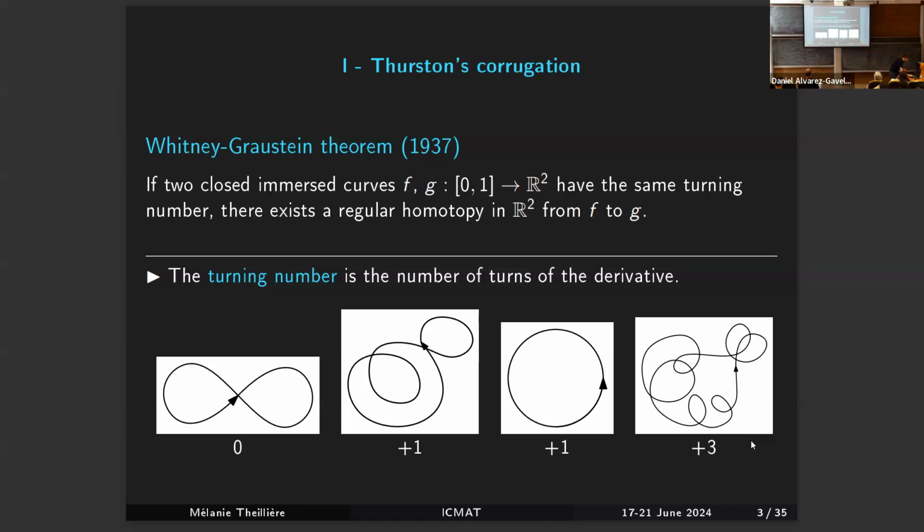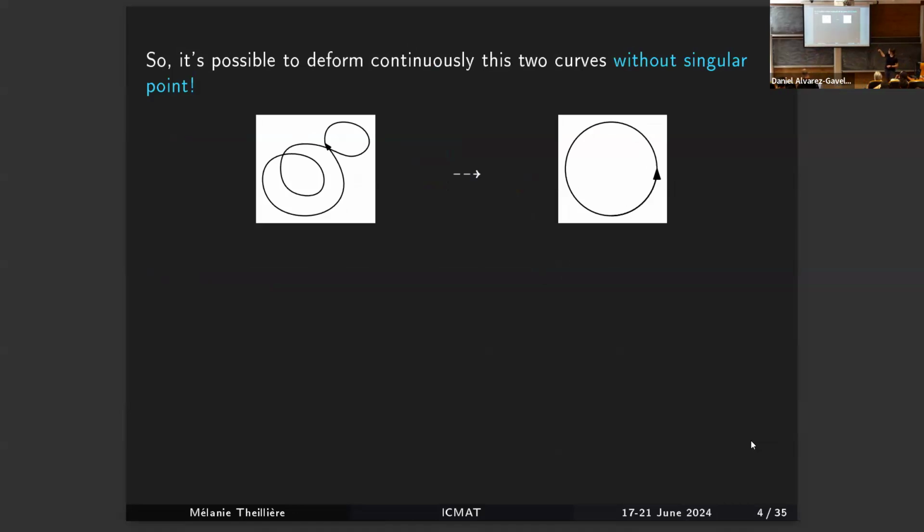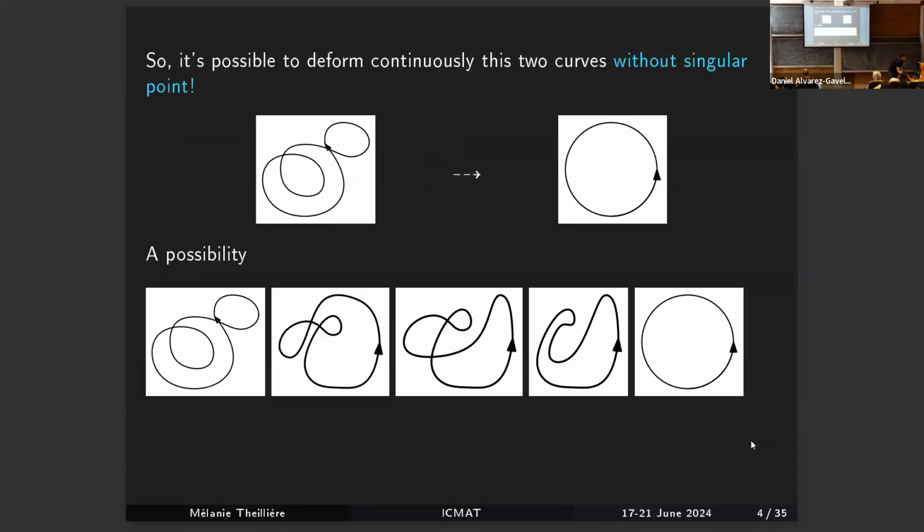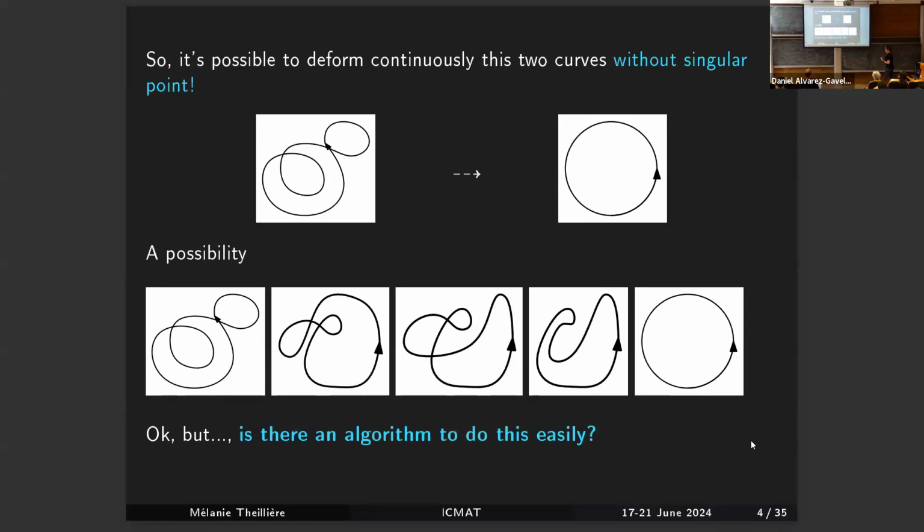So let's try to do this homotopy. We want to avoid an example like yesterday. A possibility to do a regular homotopy between these two curves is the following. Okay, for a regular homotopy, we just think a bit, five minutes on the front of a paper, and we manage to do that. But we don't want to do that each time we have two curves with the same turning number. We don't want to spend so much time finding a regular homotopy. So the question is: is there an algorithm to find a regular homotopy really easily?